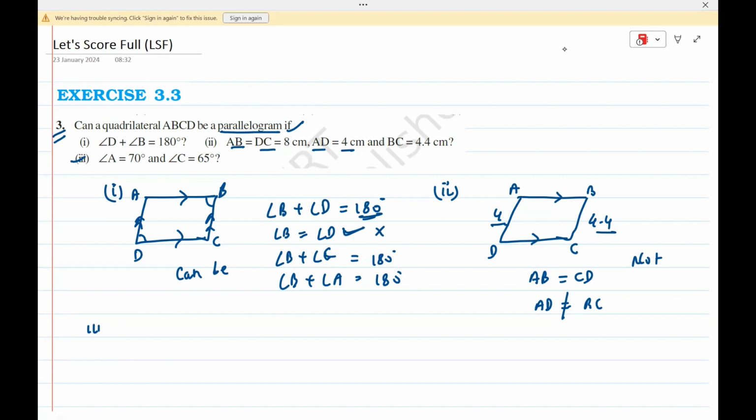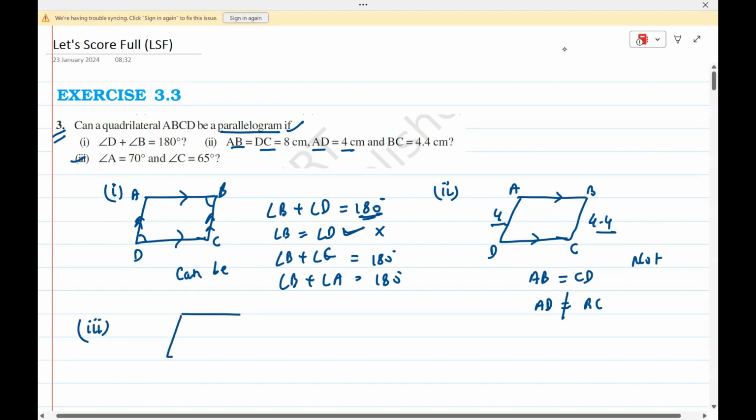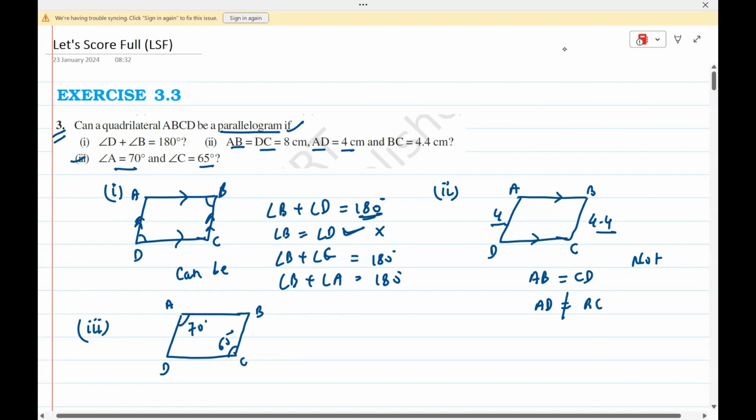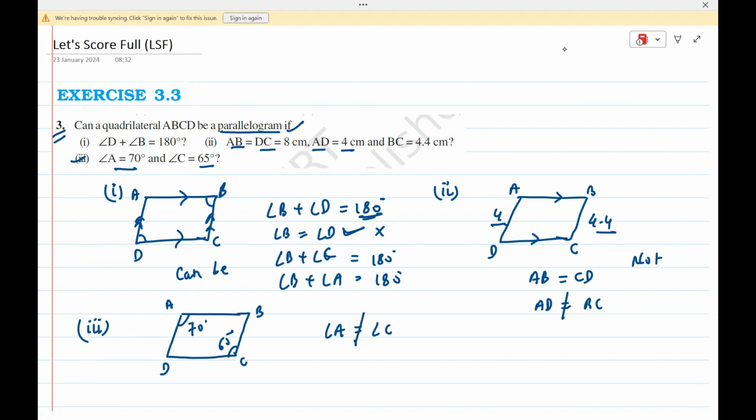Let's see the third question. Here, again draw a quadrilateral. I'm drawing a separate quadrilateral so that the figure is more clear. A, B, C, D. Angle A, they have given 70 degrees. Angle C, they have given 65 degrees. The property of the parallelogram regarding opposite angles says opposite angles are equal. But here clearly they are not equal. So I'm sure this is not a parallelogram. So in the first condition, it is doubtful: can be, cannot be. In the second condition, it is surely not a parallelogram. And in the third also, not a parallelogram. Clear? Let's move to question number 4.